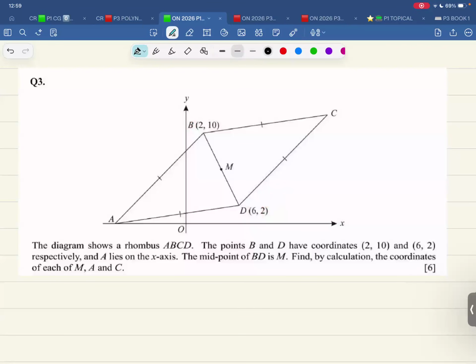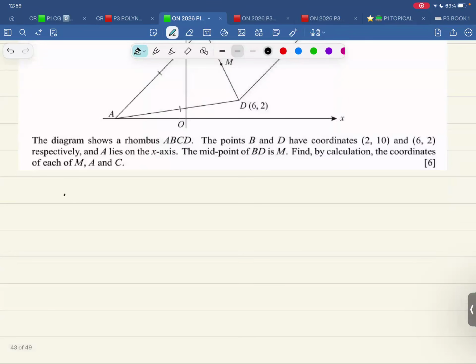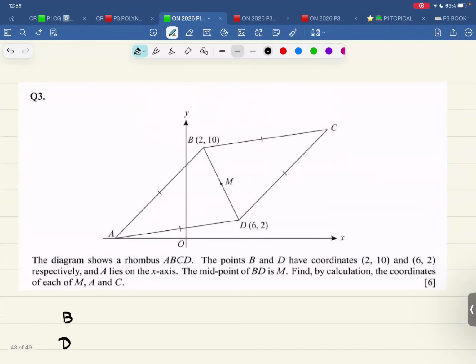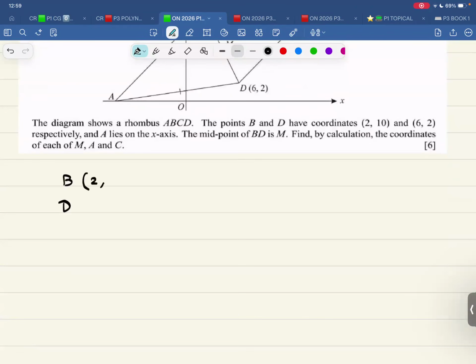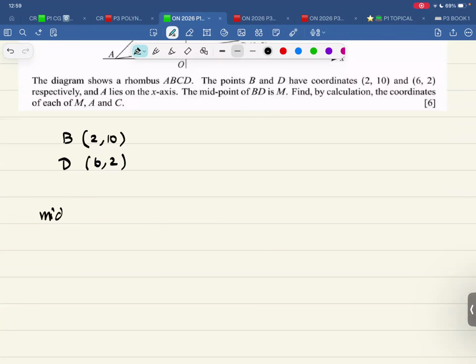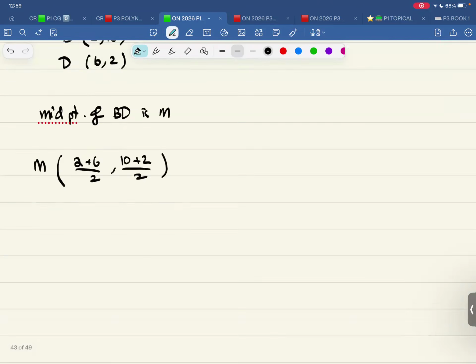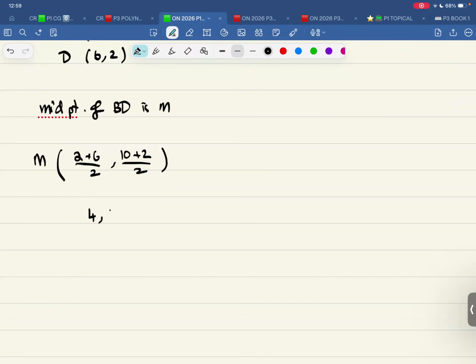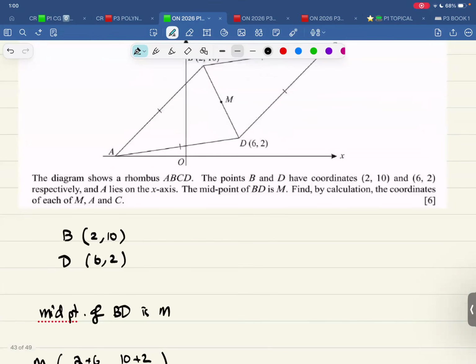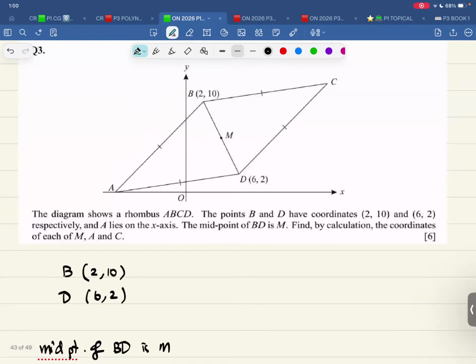Let's get started. First of all, let me write over here B and D. B is (2, 10) and D is (6, 2). Therefore, midpoint of BD is M. So the coordinates of M are (2 plus 6) divided by 2, (10 plus 2) divided by 2. 8 over 2 is 4, 12 over 2 is 6. That is the first thing we achieved.